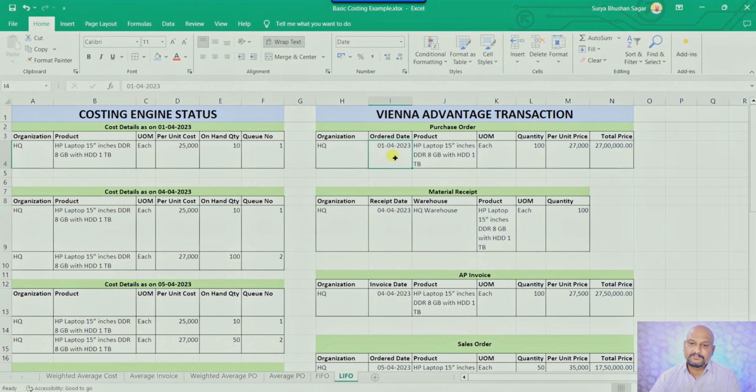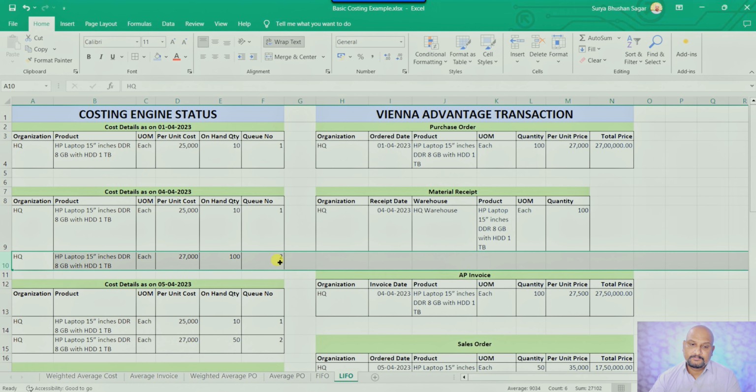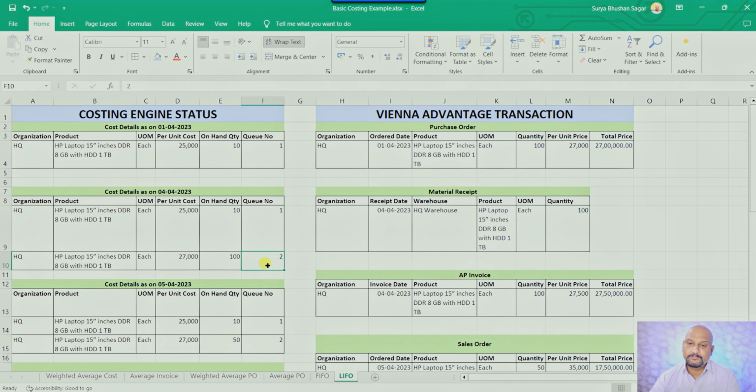I entered the first transaction and raised a PO to my vendor to deliver 100 HP laptops, whose cost is 27,000. Thereafter the vendor delivers this on 4th of April and I receive all this material. Soon as my material receipt is completed, the system will generate my cost queue, that is 27,000 in queue number 2.